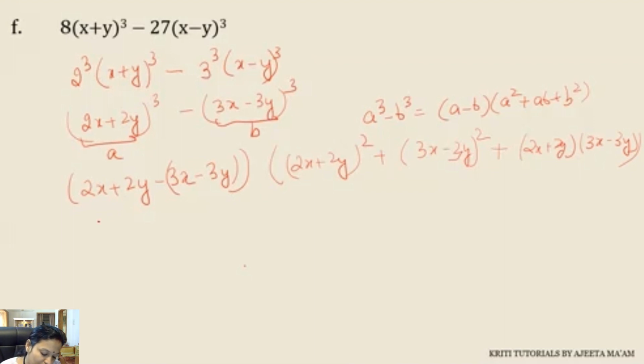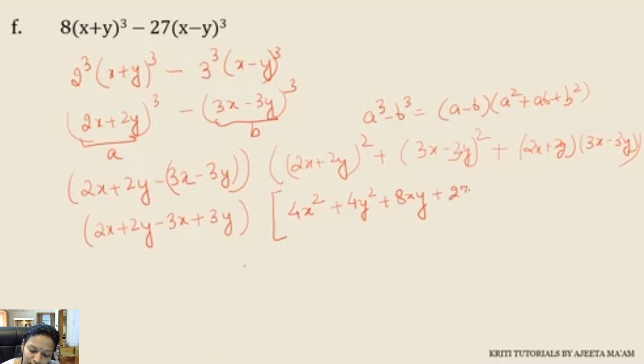Now if I just open the brackets, what will I get? 2x plus 2y minus 3x plus 3y. What will you get here? 4x square. We are going to apply the identity again, (a plus b) whole square, plus 8xy. 3 square is what? Sorry, square, not cube. So we get 9x square, 9y square and 2ab. 2ab will be what? 18xy.